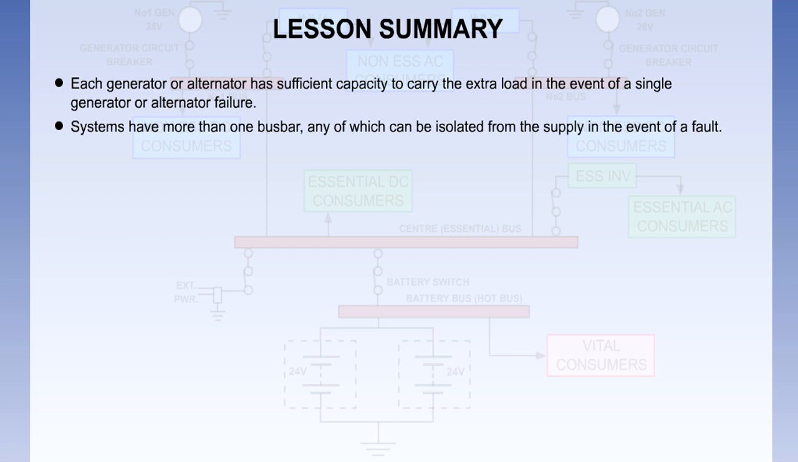In order to protect the system from busbar faults, systems have more than one busbar, any of which can be isolated from the supply in the event of a fault, while still allowing the services powered from the other busbars to operate normally. Consumer services are categorized in accordance with their importance. The categories usually used are vital, essential, and non-essential.